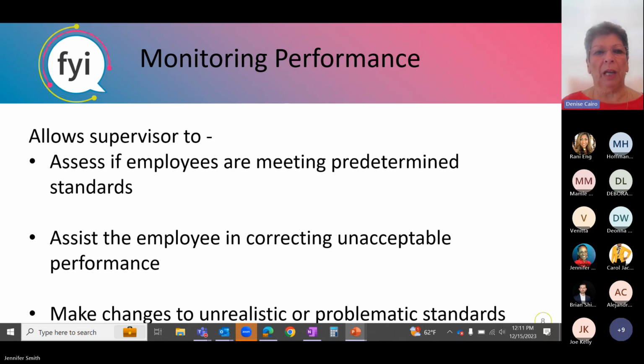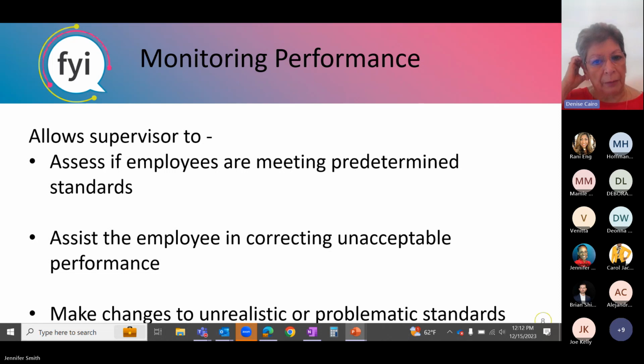because a lot of times we're not passing good news on to the employees. And it's easy for the supervisors to tell the employees when they're doing really well. It's much harder to tell them when they're not doing well. But it is critical that supervisors monitor employees' performance during the course of the year, because it allows them to assess whether or not the employees are meeting their standards. If they are not, to assist them in correcting that unacceptable performance, and also to make changes to any unrealistic or problematic standards, and also to make changes if there's been a change in the work.